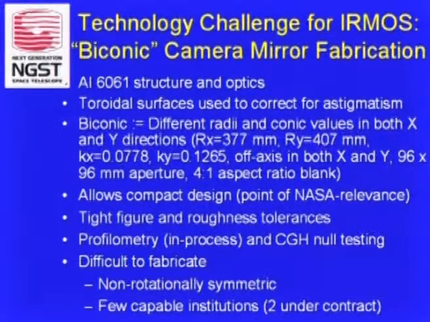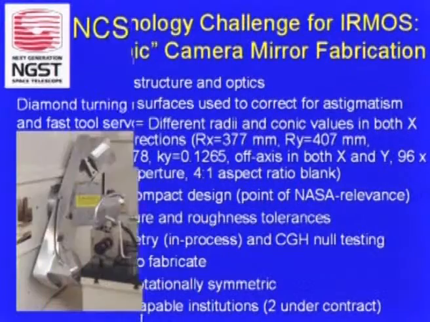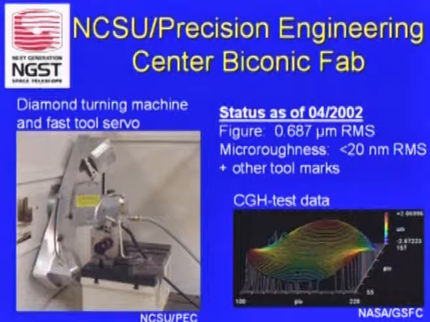It's difficult to fabricate, it's non-rotationally symmetric, and there are only a few capable institutions. We're working with 2 of them to try 2 different methods of diamond machining for fabricating this mirror. One is at NC State. Many of you saw this set up the other day. Tom Dow, Alex Sohn, and Ken Gerard are working on it. It's going quite well. This is some in-process data we have, still about a factor of 10 out of spec, but in the next month or so we should have it down in terms of figure, and the micro-roughness is already looking quite good.